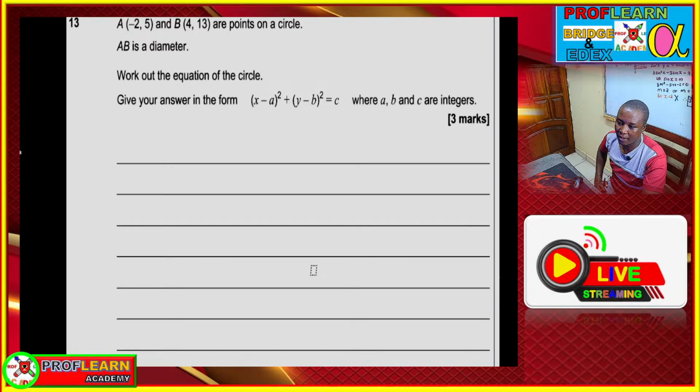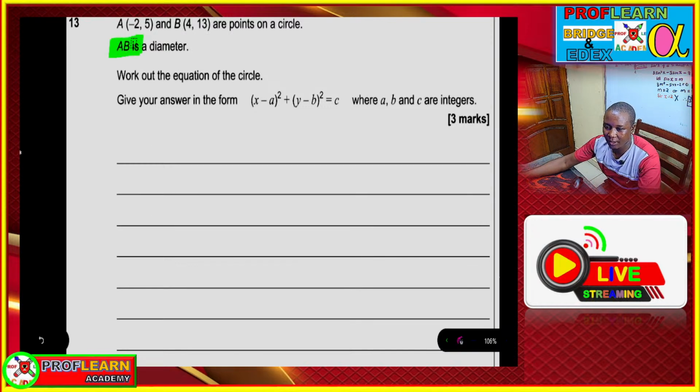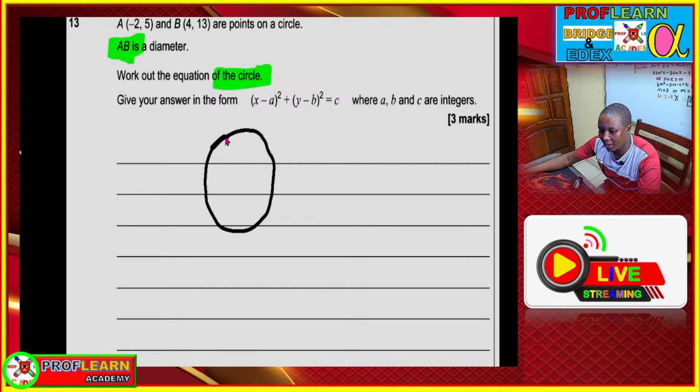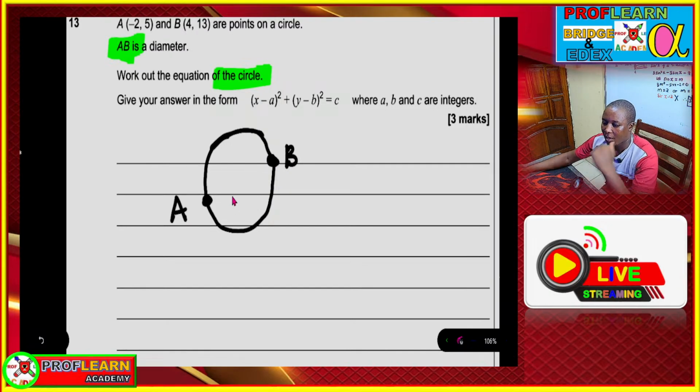Yeah, so we have question number 13, and question number 13 says A is negative 2, 5, and B is 4, 13 are points on the circle. And we are told that AB is a diameter. Work out the equation of the circle. So the first thing that we have to appreciate is that if this is the circle, and then we have the point A, and then we have another point B, then if we just draw a straight line like that, that's going to be the diameter as we have been told.